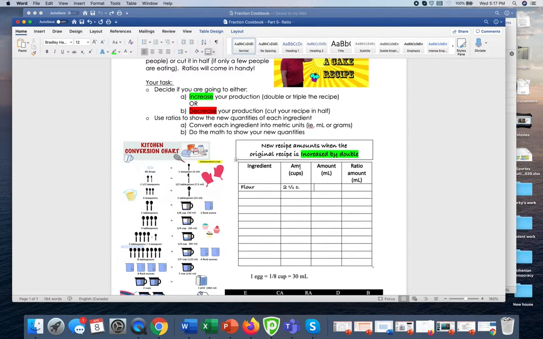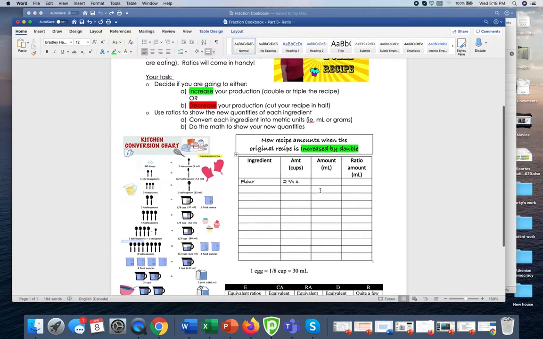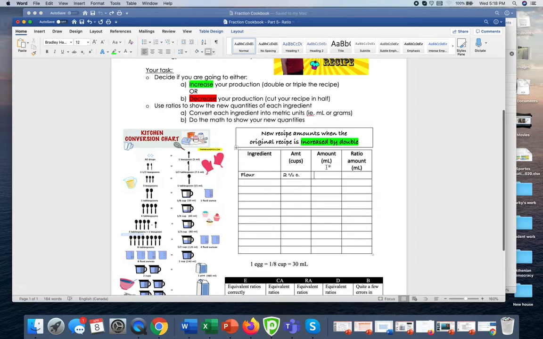so you have to figure out, so this is what we're going to do. We're going to convert each ingredient into metric units, which is milliliters or grams. So this is what the UK would use, and this is more what Canada would use. Cups is more like an American standard. It's called imperial measurement. Okay, so if we're switching to milliliters, we're going to think, well, how many milliliters is that?